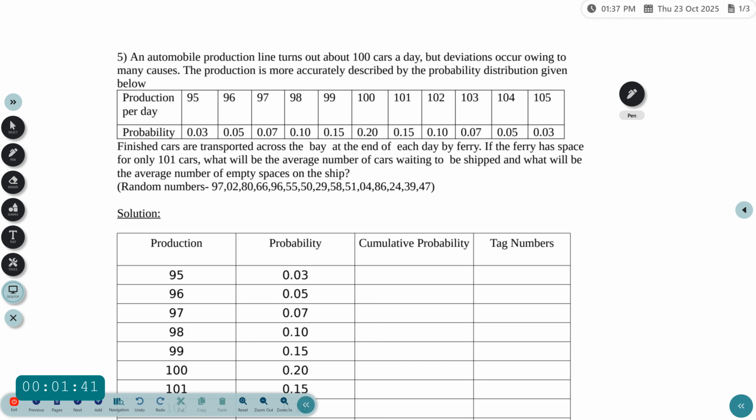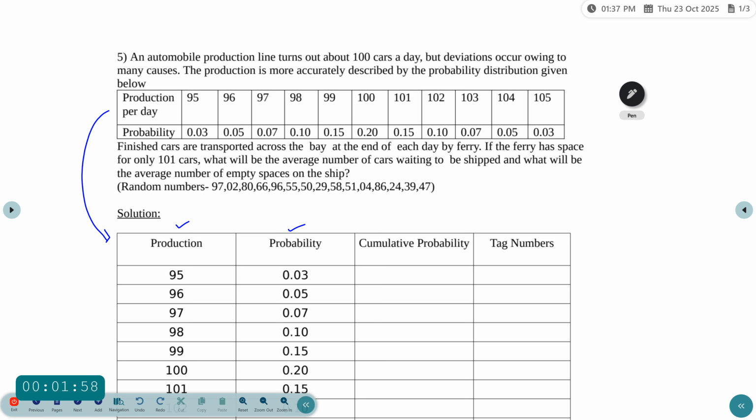To solve this problem, we need to formulate this table. The first column consists of production. This is nothing but the first row of the given values. The second one is the corresponding probability value, which is also given in the problem. Now we need to find the cumulative probability value. Cumulative probability means we need to add up to that probability.